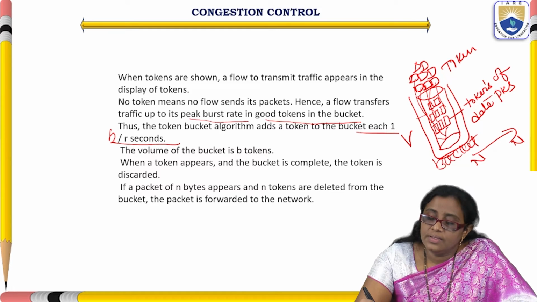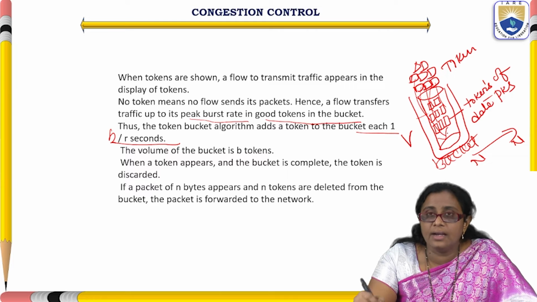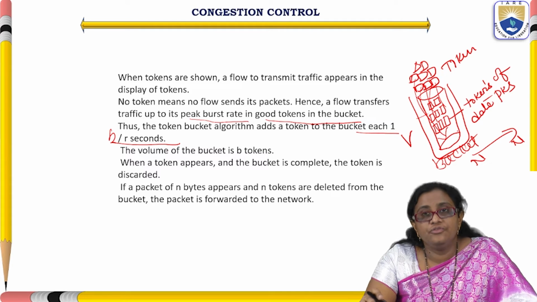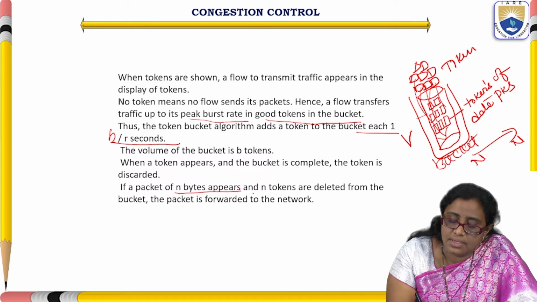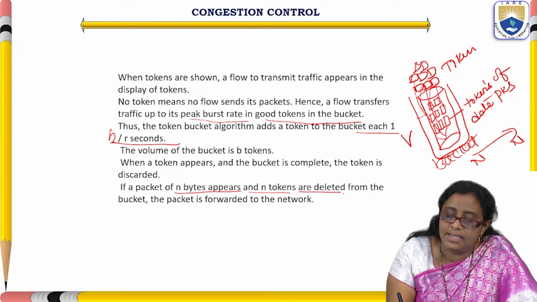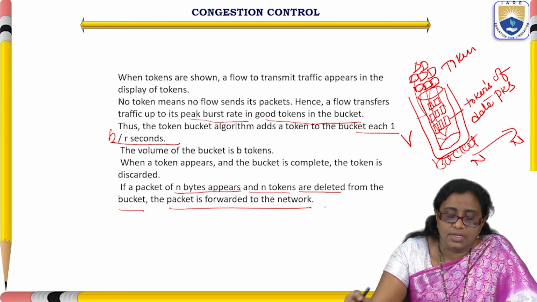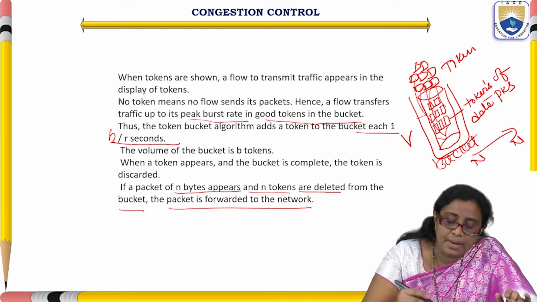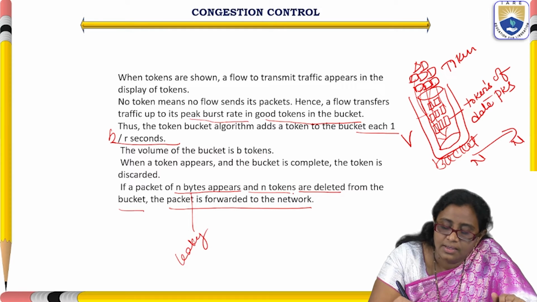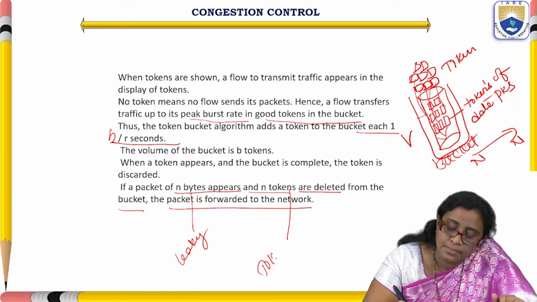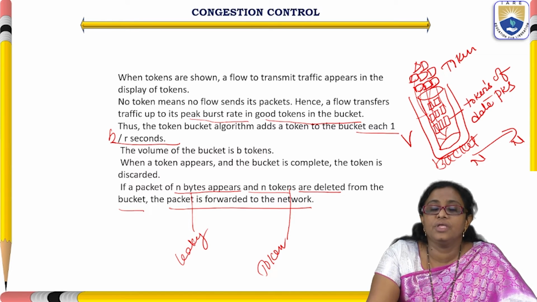When the bucket is empty, it takes all the tokens in parallel until the bucket is filled. If a packet of n bytes appears and n tokens are deleted from the bucket, the packet is forwarded to the network. This is the token bucket algorithm, as opposed to the leaky bucket algorithm.